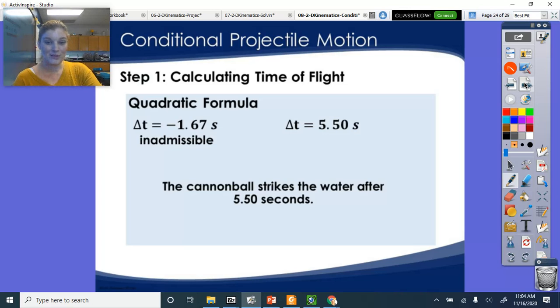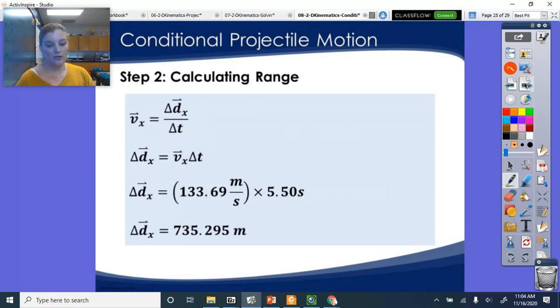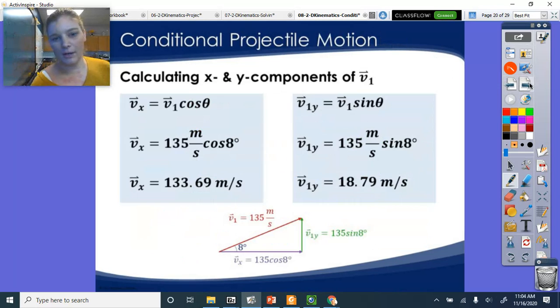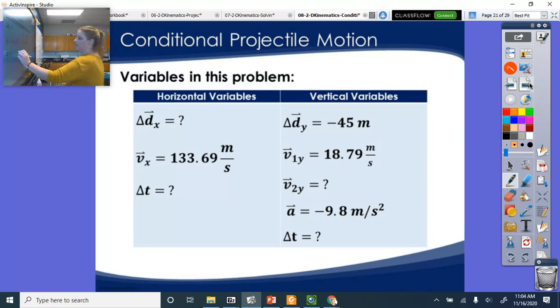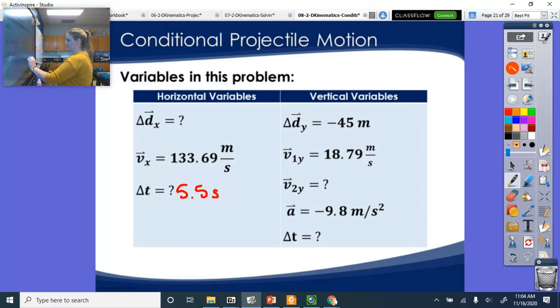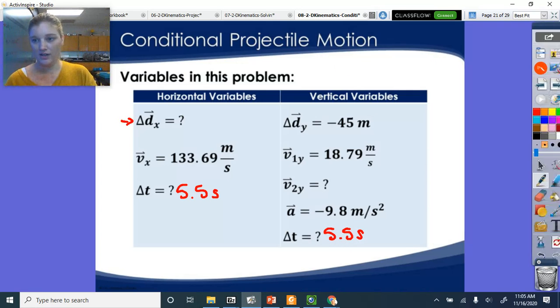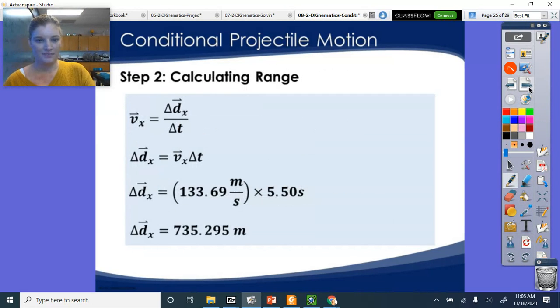Anyway, so I'm going to use 5.5 seconds as my change in time. So it takes 5.5 seconds for that cannonball to strike the water with that initial velocity and that launch angle. So now, when I do that, if I've got my 5.5 seconds, I come back to this guy right here. So 5.5 seconds. And both of these, my horizontal component is the easiest thing to solve for. So that's what I'm going to do next.